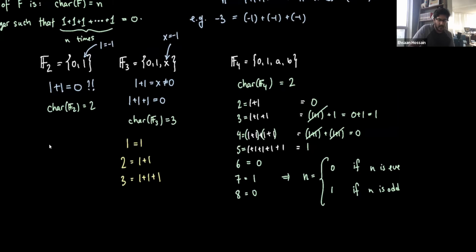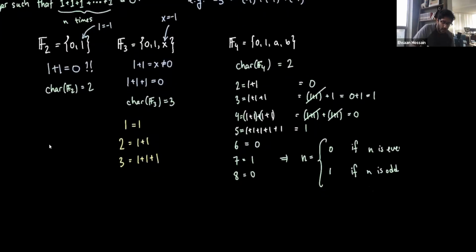Sorry, I think I said that wrong. 1 plus x is 0, which means that x is -1. Or you could say -x is 1. Both of those are fine. Okay.